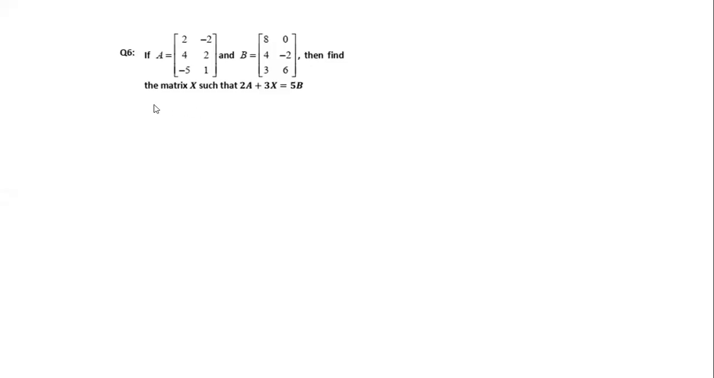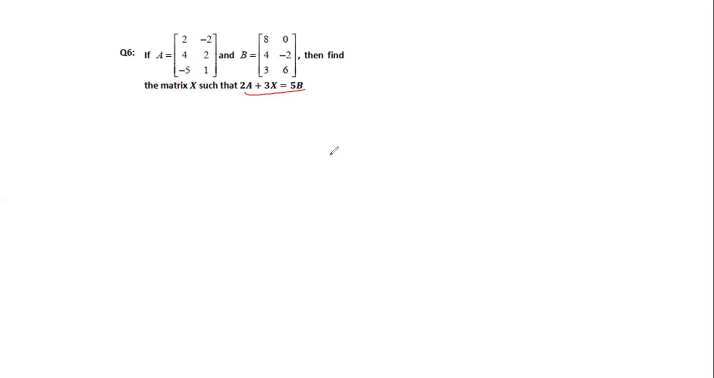Okay, A and B are two matrices given. A is [2, -2; 4, 2] and B is [-5, 1; ...]. B is also given. Then you have to find X. X is unknown, and the given condition is 2A plus 3X equals 5B. The question is we have to find X. X is a matrix and we have to find that matrix.